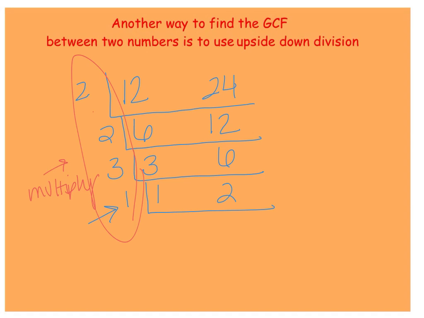2 times 2 is 4. 4 times 3 is 12. 12 times 1 is 12. So our greatest common factor, again, is 12. I get the same answer I did with the other two methods.